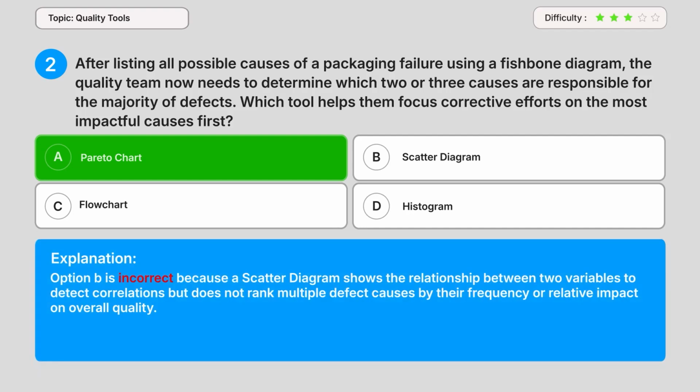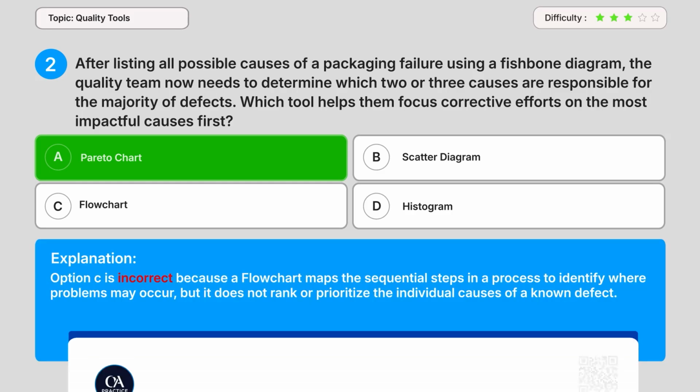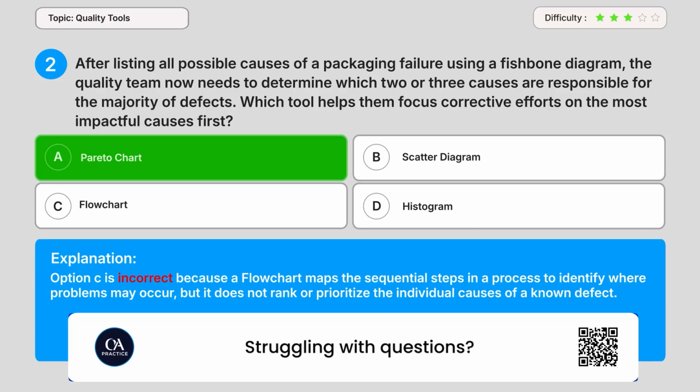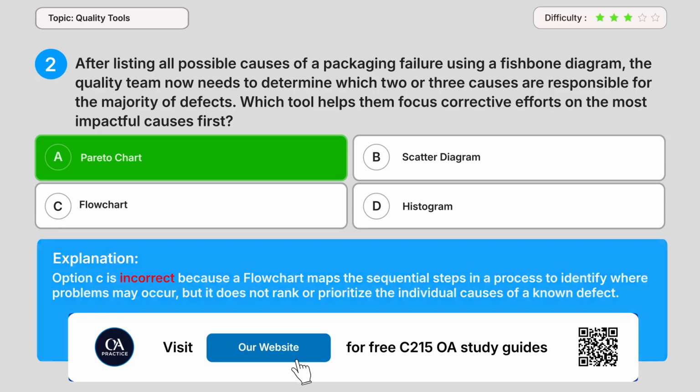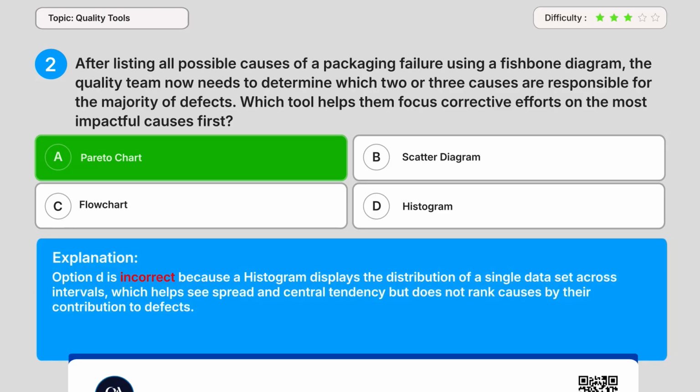Option B is incorrect because a scatter diagram shows the relationship between 2 variables to detect correlations, but does not rank multiple defect causes by their frequency or relative impact on overall quality. Option C is incorrect because a flowchart maps the sequential steps in a process to identify where problems may occur, but it does not rank or prioritize the individual causes of a known defect. Option D is incorrect because a histogram displays the distribution of a single dataset across intervals, which helps see spread and central tendency, but does not rank causes by their contribution to defects.